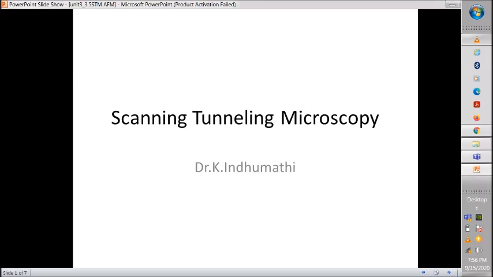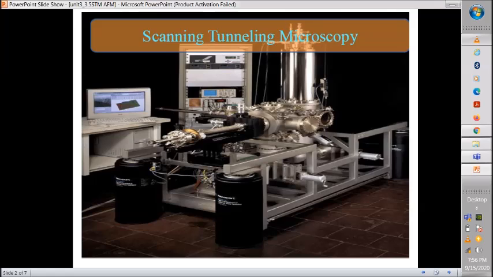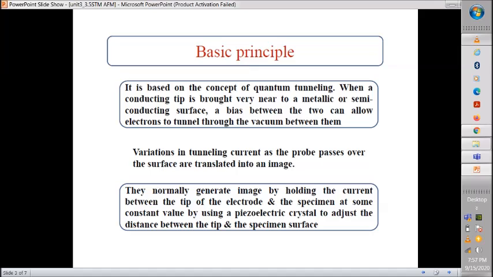Now we are going to see about scanning tunneling microscopy. This is another method of imaging the nanoparticles. And this is the picture of a scanning tunneling microscope, which is used in the laboratory. And this needs a huge space to place the microscope. The basic principle behind scanning tunneling microscopy is that it is based on the concept of quantum tunneling.